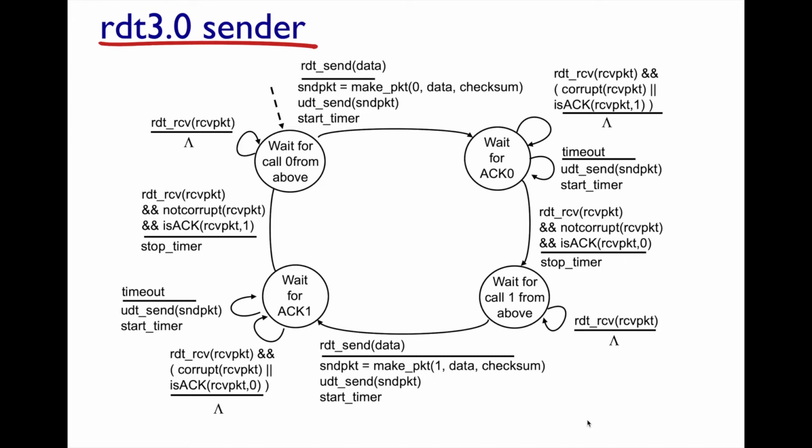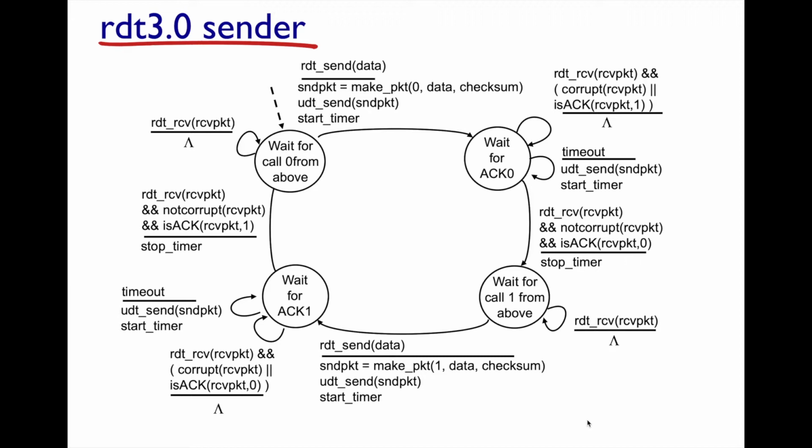It's not corrupt. You check, you compare the saved checksum to the calculated checksum. And you check to see if it's an ACK, and it is an ACK with stamp 0 on it, sequence number. So that's all true. So what do you do? You stop the timer. You've gotten the acknowledgement you've been waiting for. And now you transition to wait for call 1 from above. Now, when you're waiting for call 1 from above, you might get duplicate ACKs, right?